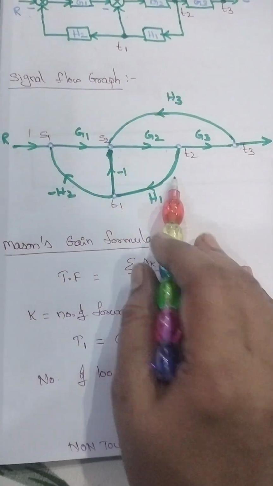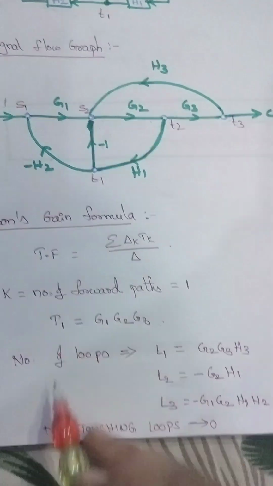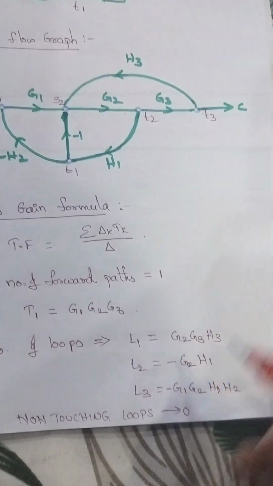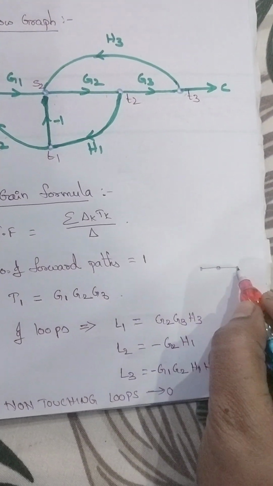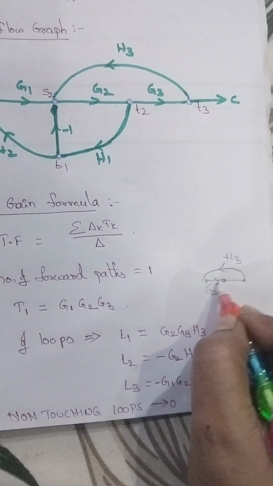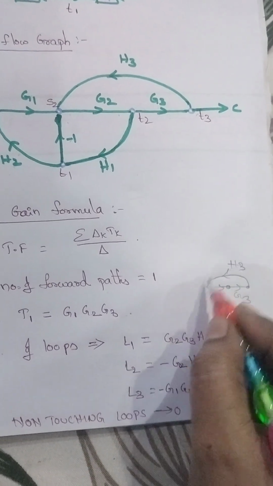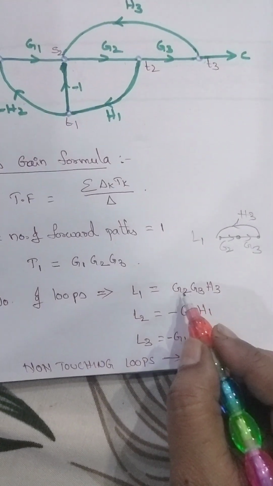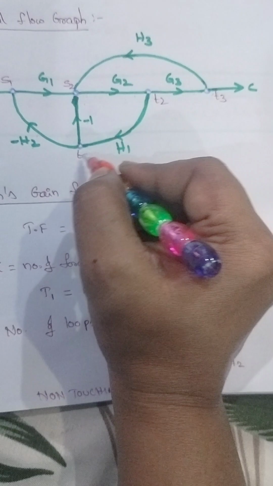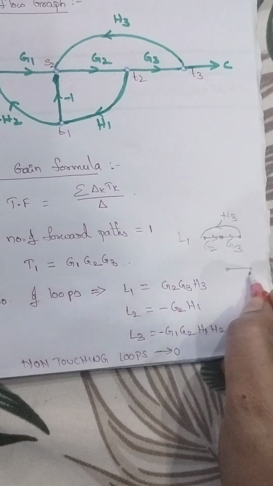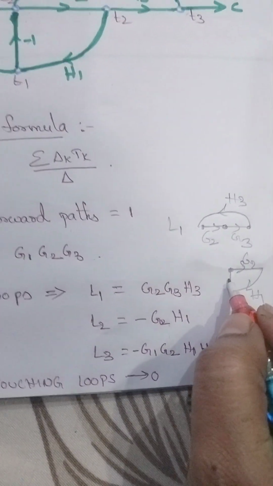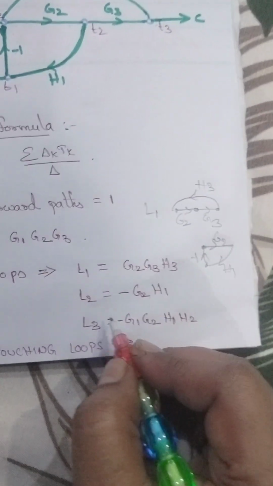Now coming to loops. So the number of loops here. L1 is G2, G3, H3. So this is one loop, and the gain is G2, G3, H3. Another one is this one: here G2, H1, minus 1. That means minus G2, H1.